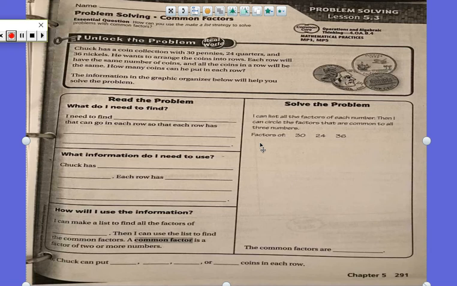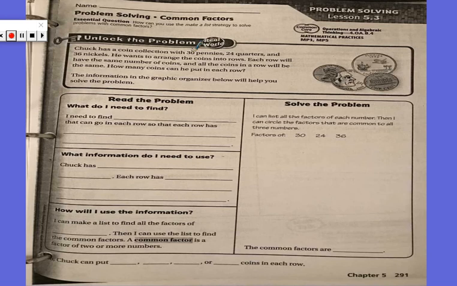Chuck has a coin collection with 30 pennies, 24 quarters, and 36 nickels. He wants to arrange the coins into rows. Each row will have the same number of coins, and all the coins in a row will be the same. How many coins can you put away in each row? The information in the graphic organizer below will help you solve the problem.